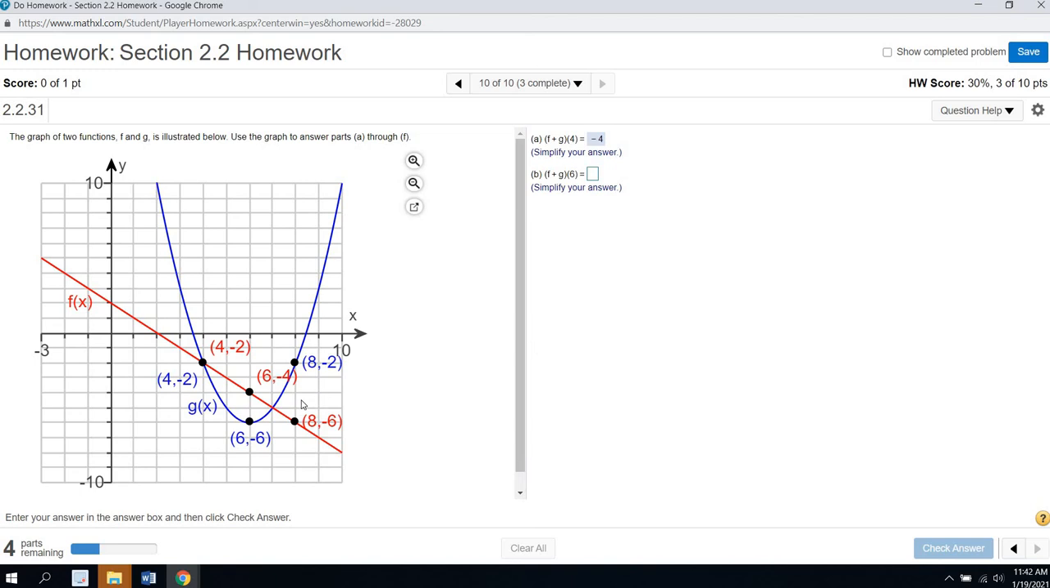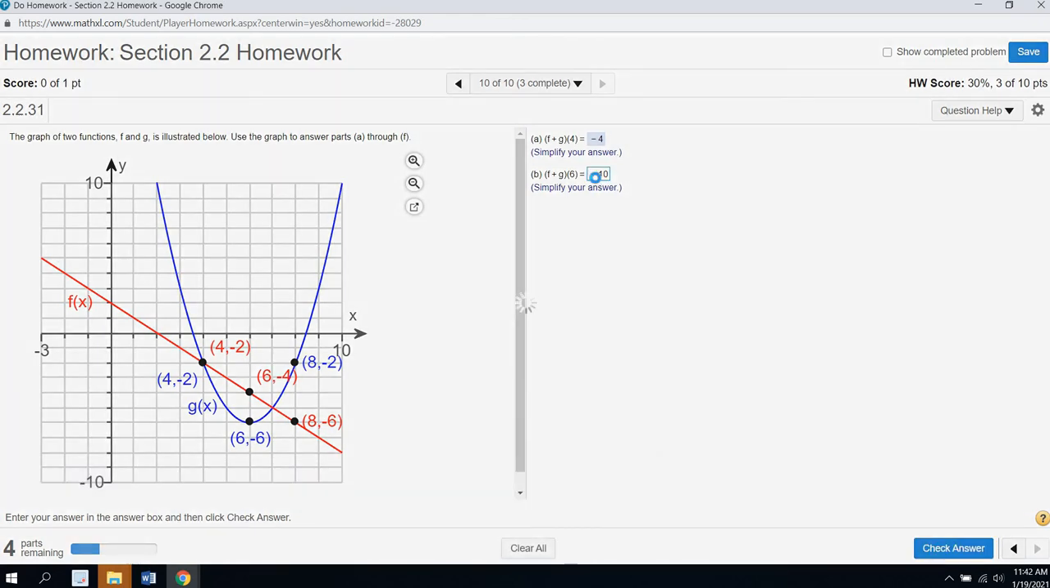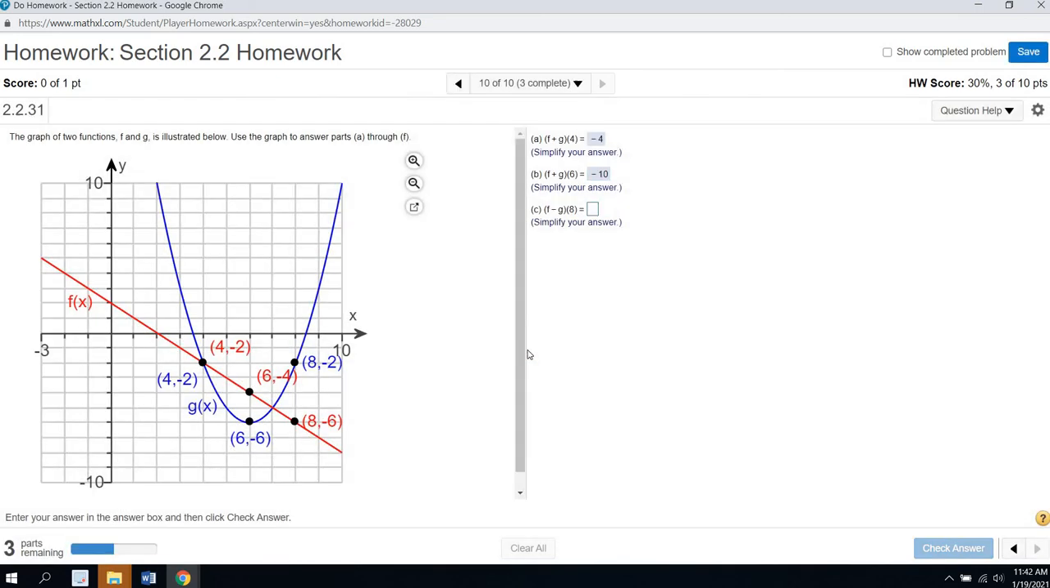Here they won't be. F of 6, f plus g of 6. So I'm adding a negative 6 and a negative 4. Remember what f of 6 is. It's the y value. So f of 6 is actually negative 4. G of 6 is negative 6. Together is negative 10. And you're plugging those in. And that's what this is going to feel like. And they're going to have you go through a subtraction too. We'll do one more. And they might have a multiplication in there.